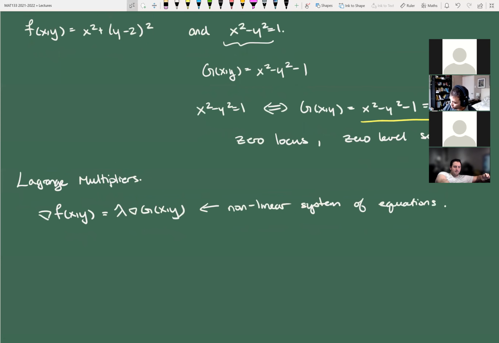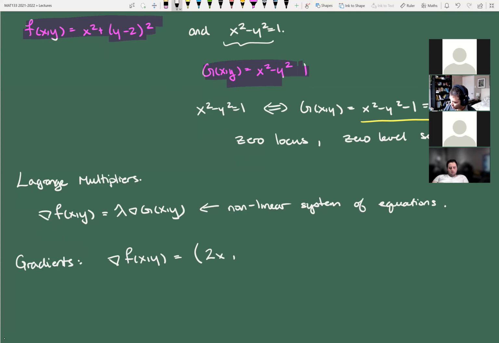So here are my functions. I've got f up here, and I've got g here, so we can compute their gradients. The gradient of f is 2x, 2 times y minus 2. And the gradient of g, I'm going to write it down, and again, somebody can yell at me if that doesn't make sense: 2x, negative 2y, like that. Everyone good? Yell at me if something there doesn't make sense.